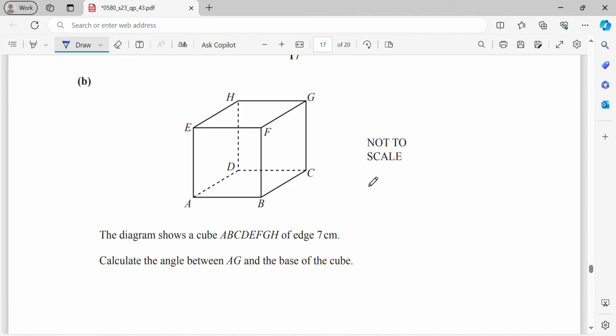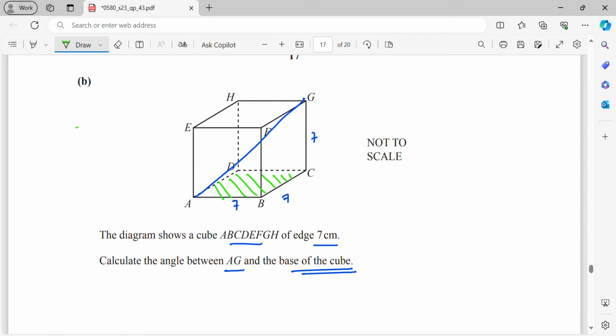Okay, now for B, the diagram shows a cube with edge 7. So all these are 7. Calculate the angle between AG and the base of the cube. So AG, okay, AG is here. AG and the base of the cube. Base is ABCD.